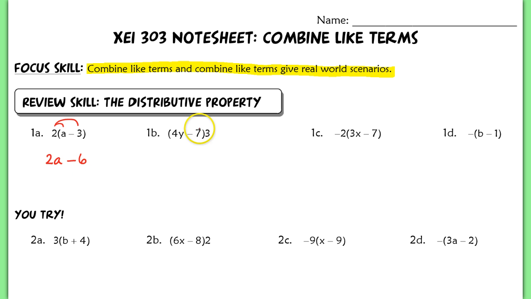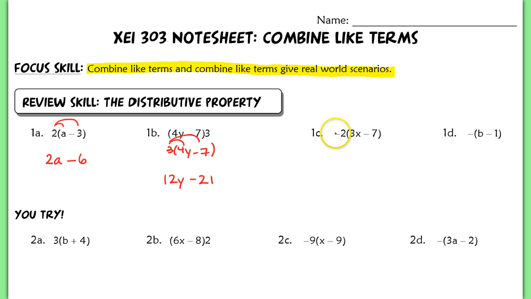Now on the second example, this 3 in the back here, you can distribute it like this if you'd like, or you can write that out in front because multiplication is commutative and you can change the order. So we can do 3 times 4y and 3 times negative 7. 3 times 4y gives me 12y. 3 times negative 7 gives me negative 21.